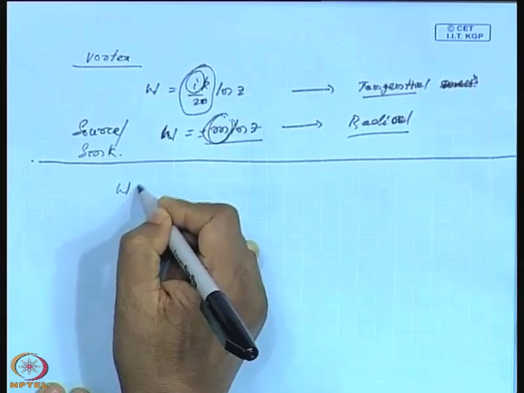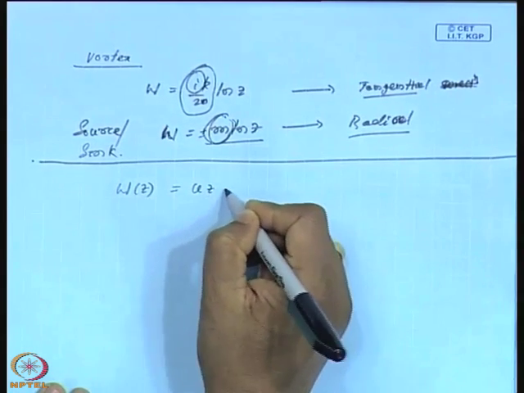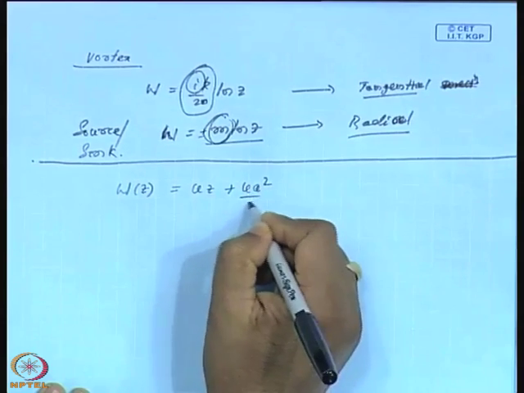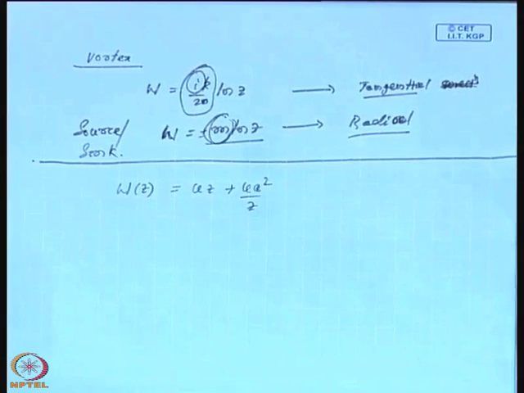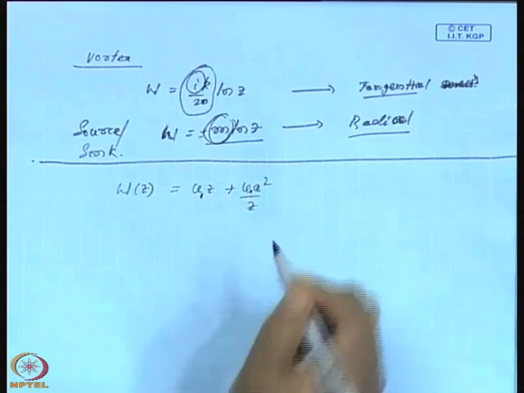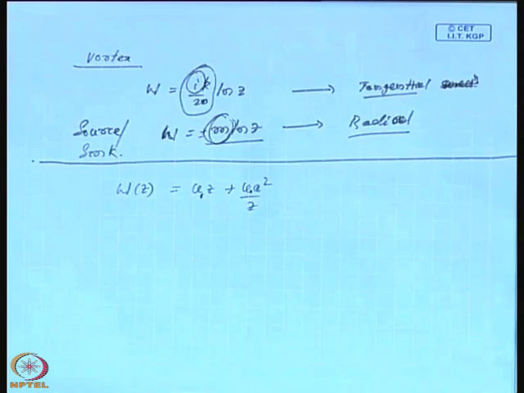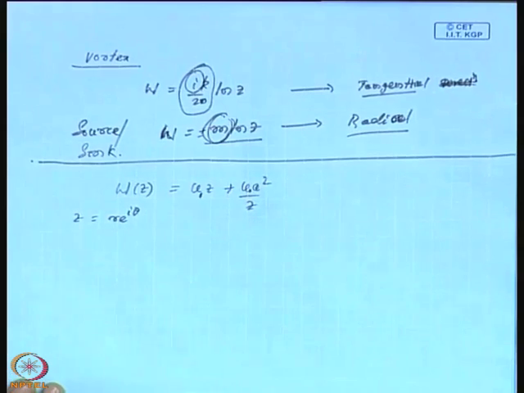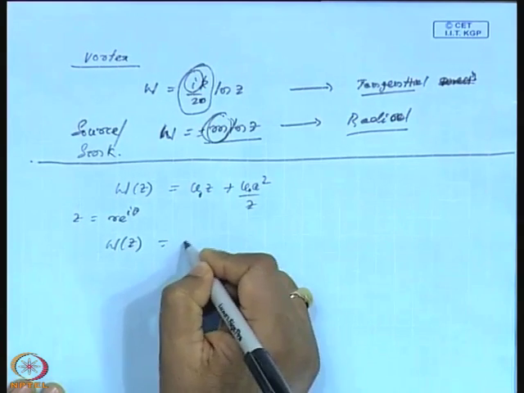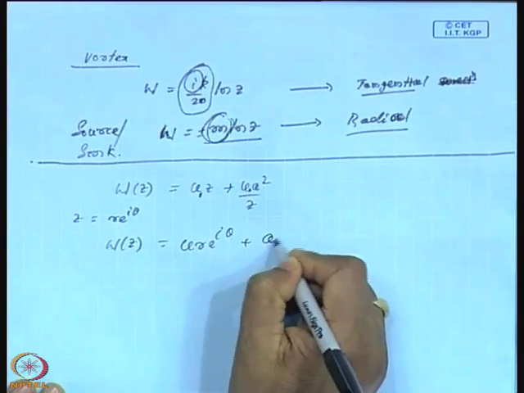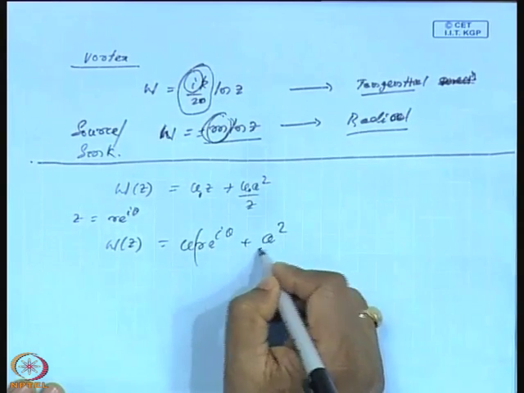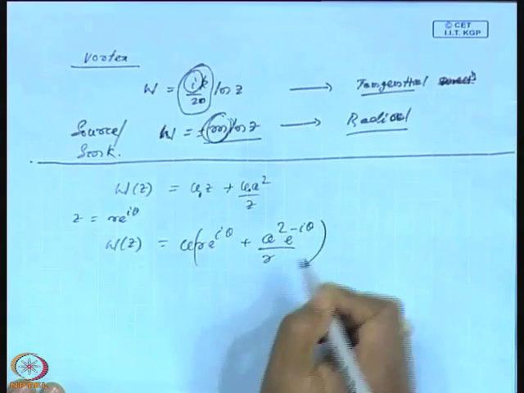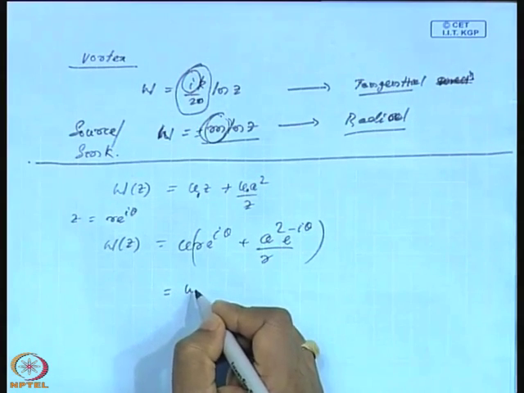Now let me look at W(z) as U z plus U a square by z. Instead of U, I call this U naught, so W(z) is U naught z plus U naught a square by z. Then what will happen to W(z) if z is equal to r e to the power i theta? Then W(z) equals U r e to the power i theta plus a square by r e to the power minus i theta.